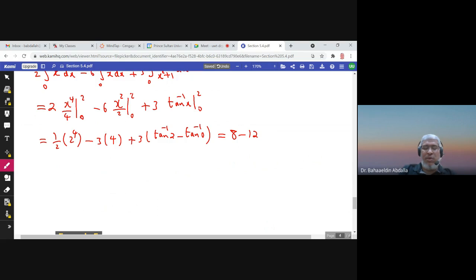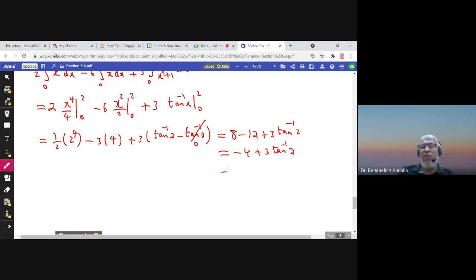Be in radian mode in the calculator, and if you ask the calculator to find tan inverse 0, you will find the answer is 0. So this is in fact also 0. So I will have 3 tan inverse 2. So the exact answer of this definite integral, 8 minus 12 is negative 4, plus 3 tan inverse 2.